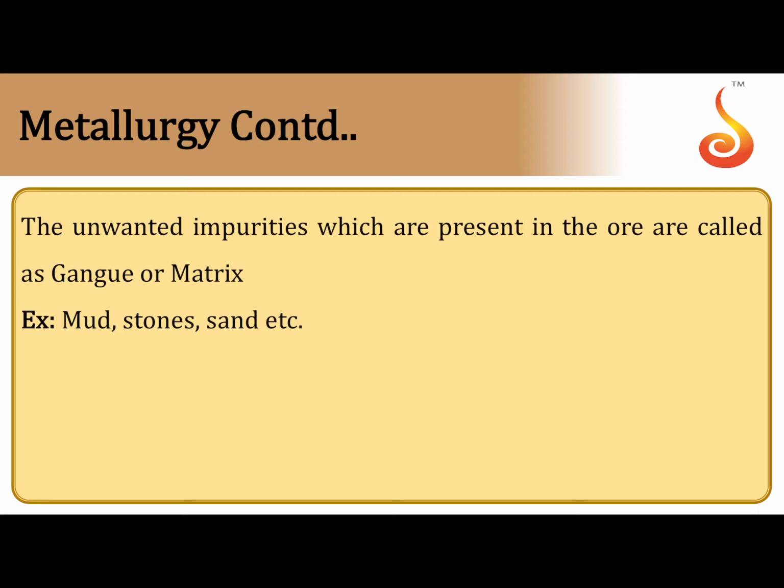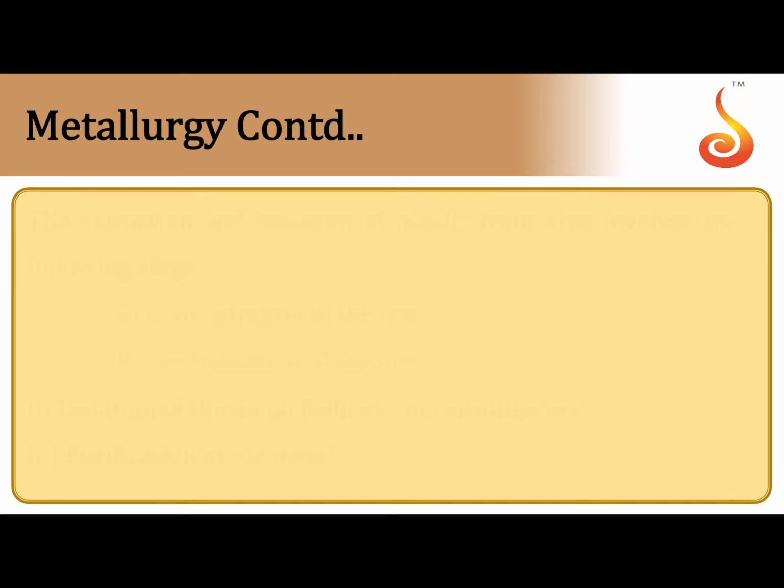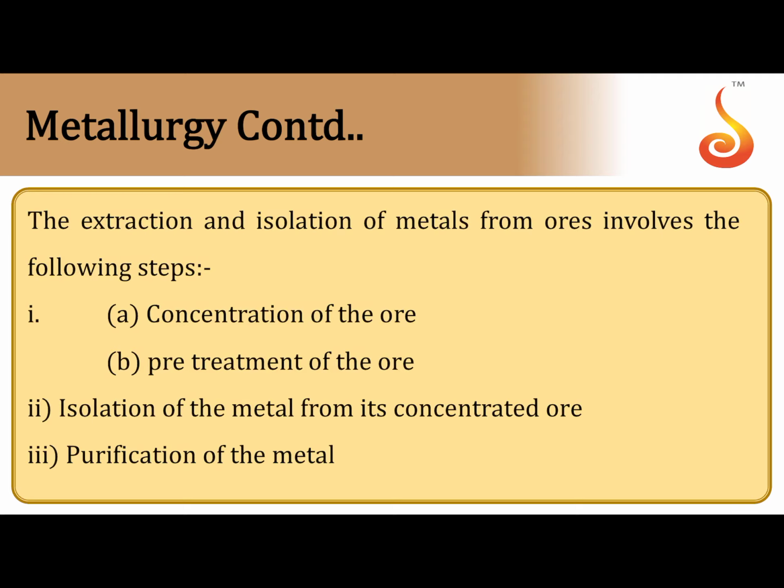The unwanted impurities which are present in the ore are called gangue or matrix. There is some terminology in metallurgy. Examples are mud, stones, sand, etc. The extraction and isolation of metals from ores involves the following steps. First, concentration of the ore by removing all impurities by selecting a suitable method. When impurities are removed from the ore, that process is called concentration of the ore or purification of the ore.